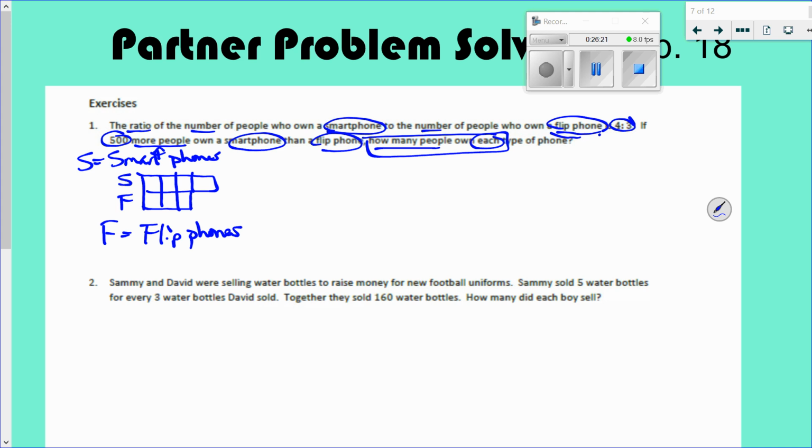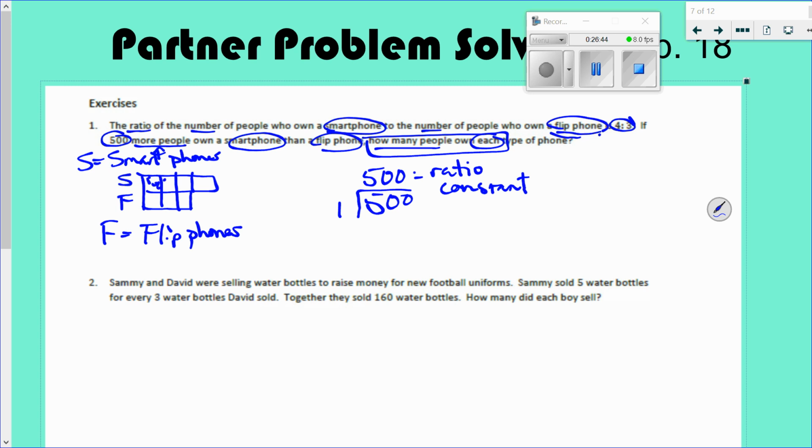So, guess what? They just gave you the ratio constant, guys. Because that 500 is represented by how many boxes? 1. There's one more box. So I take my 500, I divide by 1. That gives me a ratio constant of 500. Once I have my ratio constant, what do I do with it?